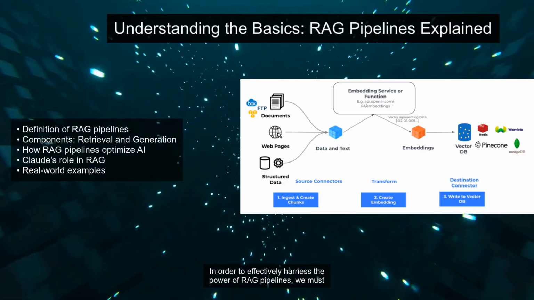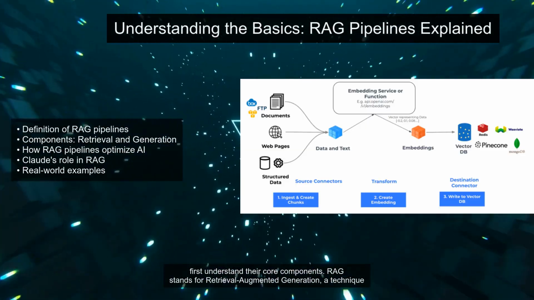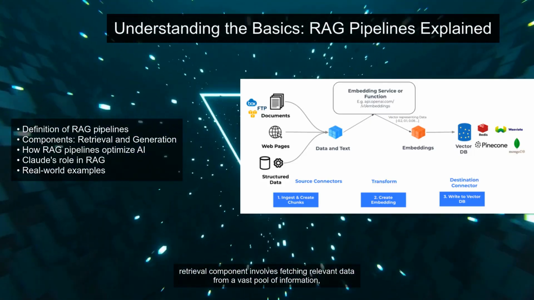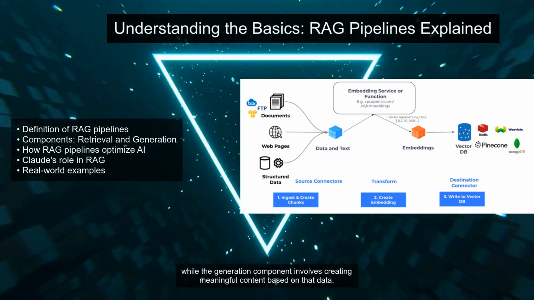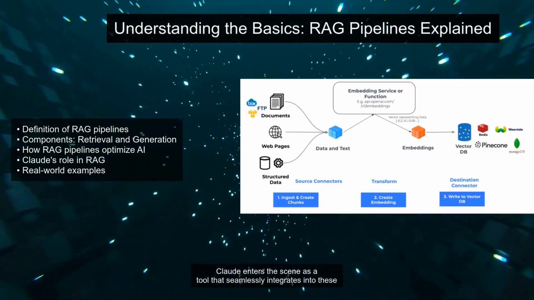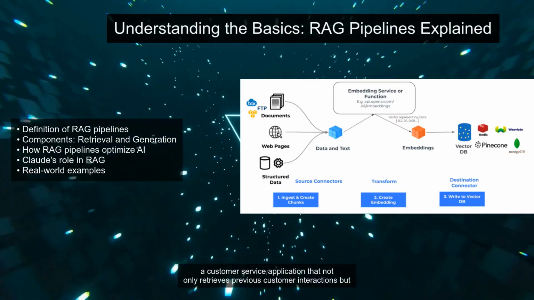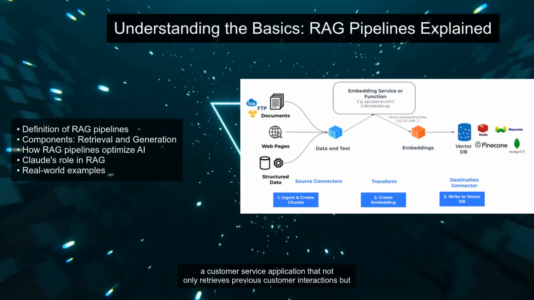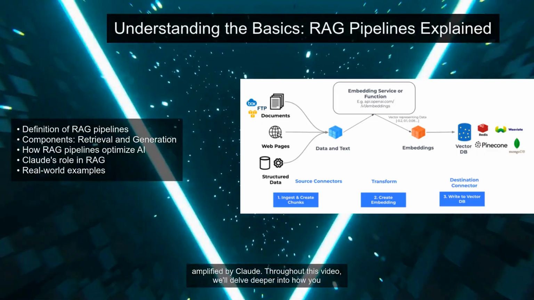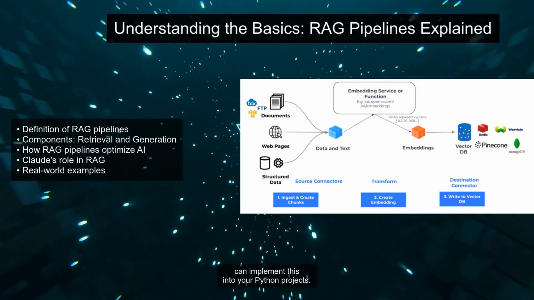In order to effectively harness the power of RAG pipelines, we must first understand their core components. RAG stands for Retrieval Augmented Generation, a technique that combines the strengths of data retrieval with data generation tasks. The retrieval component involves fetching relevant data from a vast pool of information, while the generation component involves creating meaningful content based on that data. Claude enters the scene as a tool that seamlessly integrates into these pipelines, enhancing their efficiency by providing accurate and contextually relevant information. Imagine a customer service application that not only retrieves previous customer interactions but also generates a tailored response. This is the power of RAG pipelines amplified by Claude. Throughout this video, we'll delve deeper into how you can implement this into your Python projects.